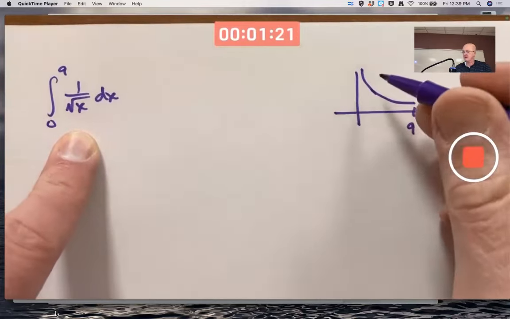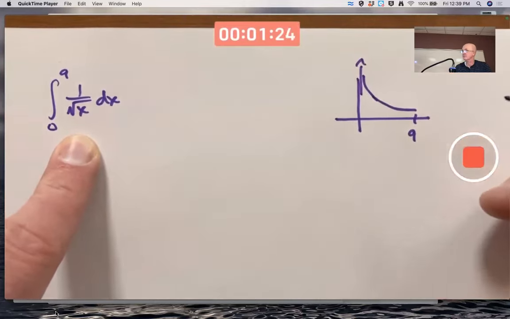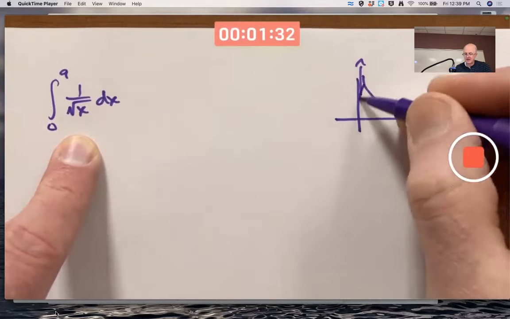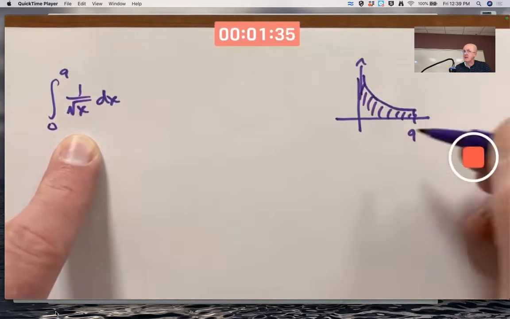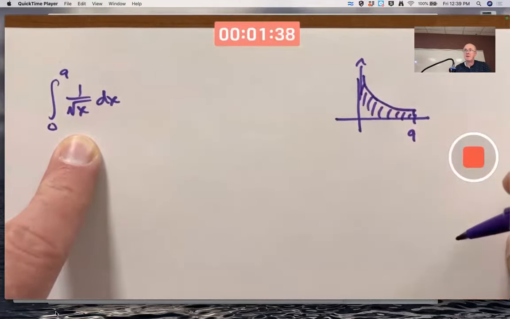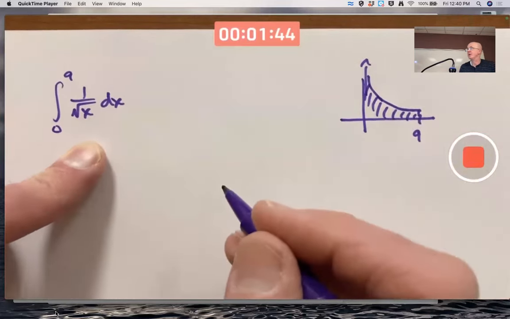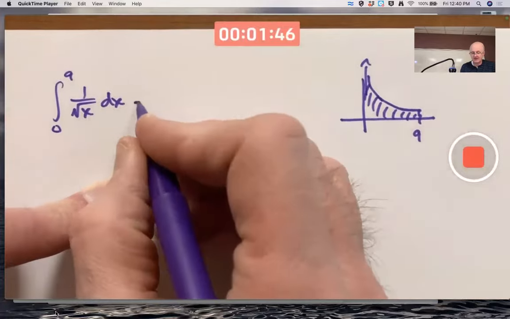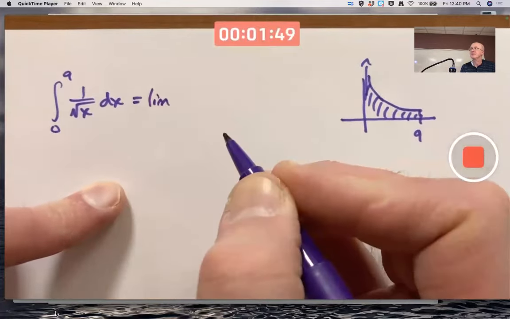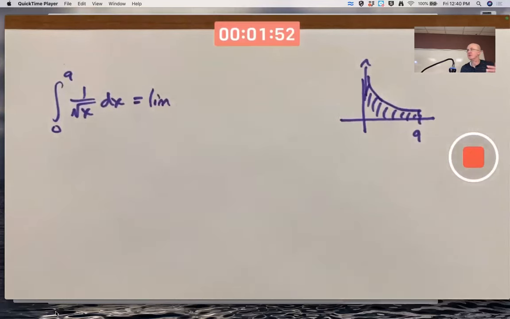So it's still improper because this region goes up forever and ever. And it's not clear then whether it will converge or diverge. The area that I'm shading here may or may not be finite. It goes up forever in extent. It may be finite and it may not be finite. As with improper integrals involving infinity, we have to calculate this as a limit. And if the limit exists, we say the improper integral converges to whatever the limit is. And if the limit does not exist, we say the improper integral diverges. Same language.